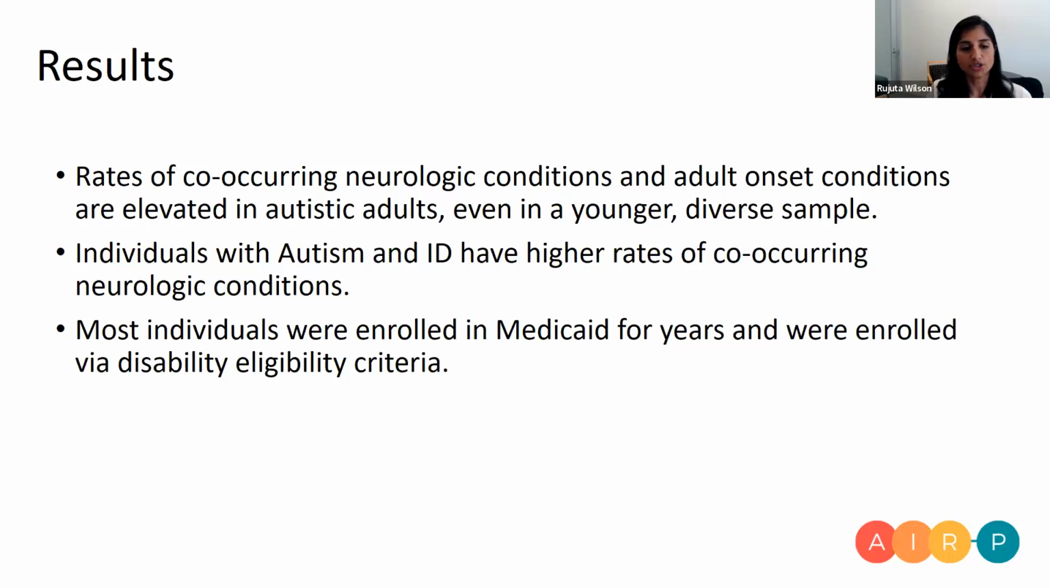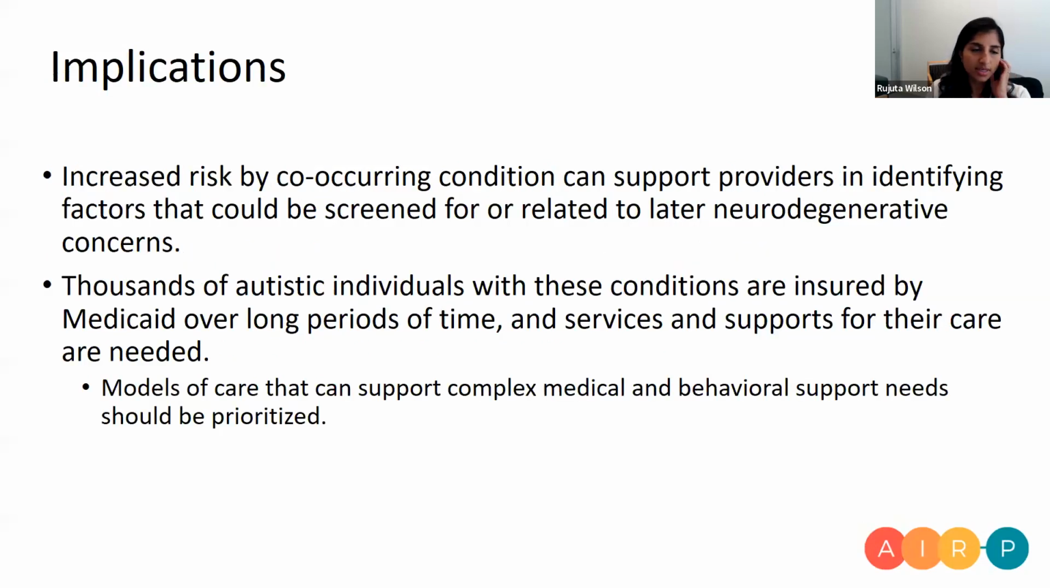We often think about neurodegenerative disorders presenting at 60 years of age. We included 40 and older. We find that individuals with autism and intellectual disability have higher rates of co-occurring neurologic conditions. I want to note that most of these individuals were enrolled in Medicaid for years and were enrolled via disability eligibility criteria. And so what are the implications of this? We know that increased risk by co-occurring condition can support providers in identifying factors that could be screened for or related to later neurodegenerative concerns.